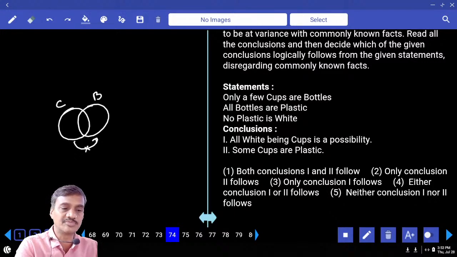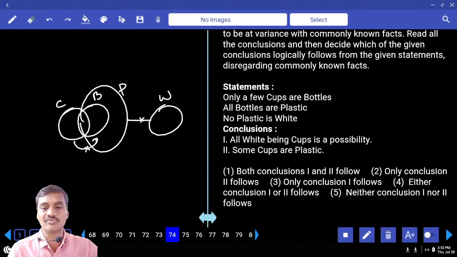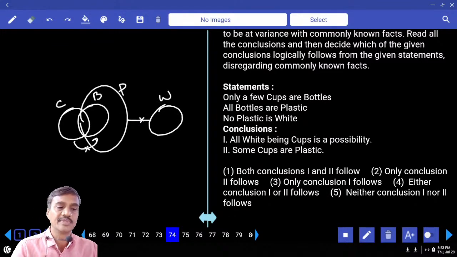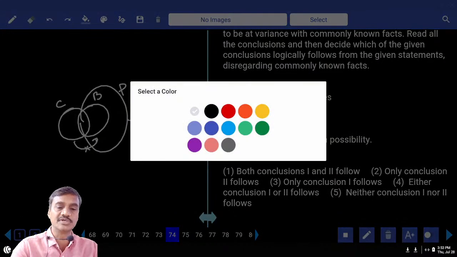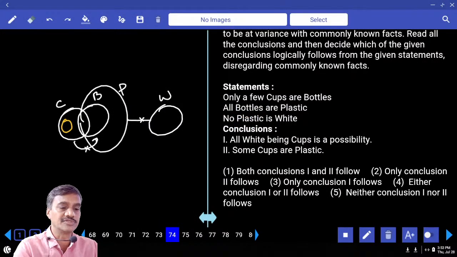And next one, all these bottles are what? This entire bottle is a part of this plastic. And no plastic is white, no intersection between plastic and white. Then first one, all white are cups is a possibility. ఈ వైట్ అన్ని కప్స్ అయ్యే ఛాన్స్ ఉంది అన్నాడు. ఉండే ఛాన్స్ ఉందా లేదా? నో వైట్. ఇందులోకి రావచ్చు కదా వైట్. And it is possible.